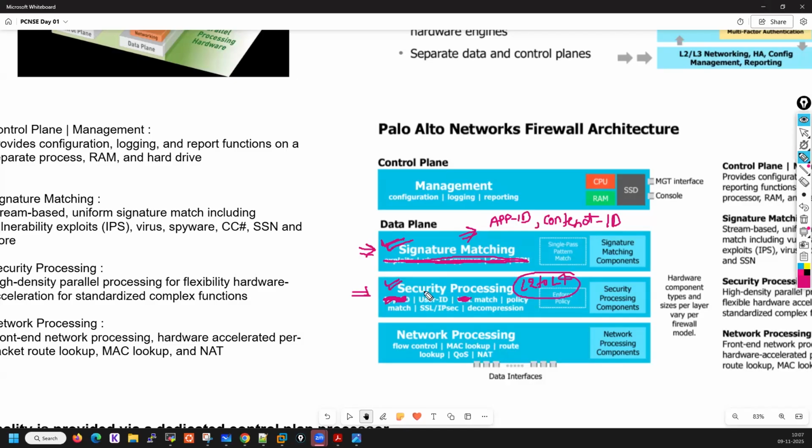Apart from this, in your Palo Alto appliances, they have a dedicated SSL chip and a dedicated IPsec chip for performing the SSL related tasks and IPsec related tasks. Apart from that, they have a network processor. This network processor is also known as a session offloader.